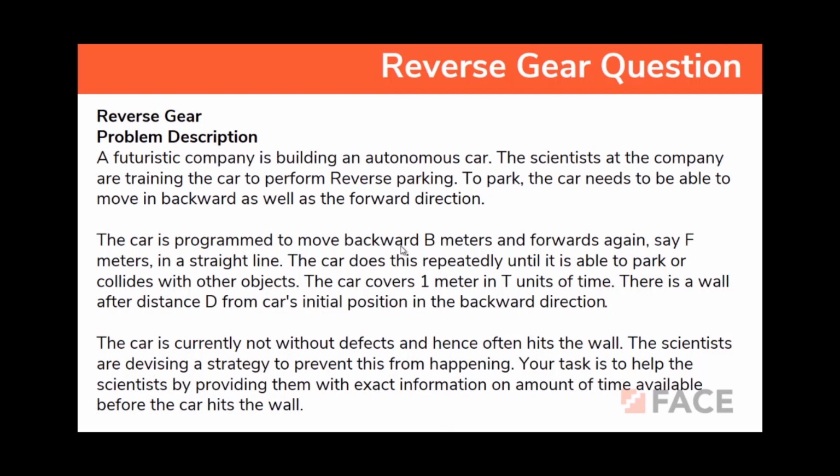The car does this repeatedly until it is parked or collides with other objects. The car covers 1 meter in t units of time. There is a wall after distance d from the car's initial position in the backward direction, which essentially means that we will have to stop before the car hits the wall. For every meter the car travels, it takes t units of time to pass 1 meter. The car is currently not without defects and hence often hits the wall. The scientists are devising a strategy to prevent this from happening.